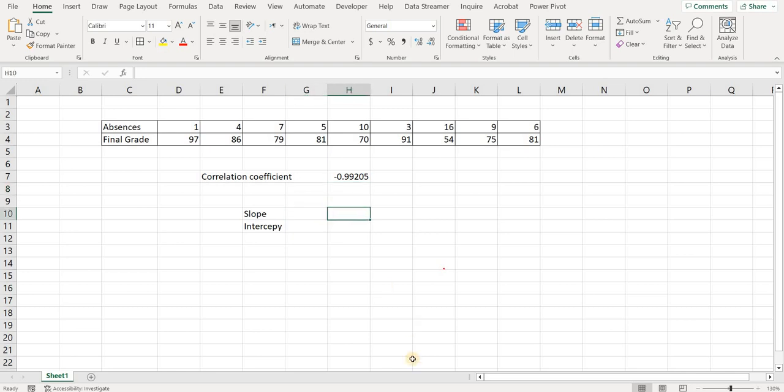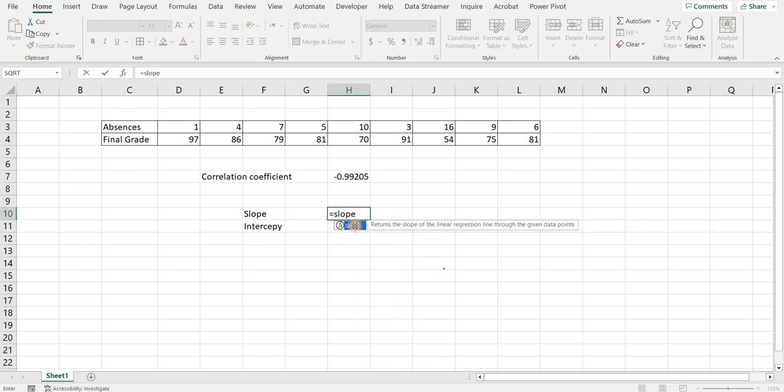So now we're going to find the equation of the least squares regression line, or the regression line equation. So we're going to find the slope. The slope, we're going to use the function SLOPE to find it. The slope asks for known y's, then known x's. So the known y's are the dependent variable. In this case, the final grade depends on the absences. This is very important to distinguish, the difference between the dependent variable and the independent variable.